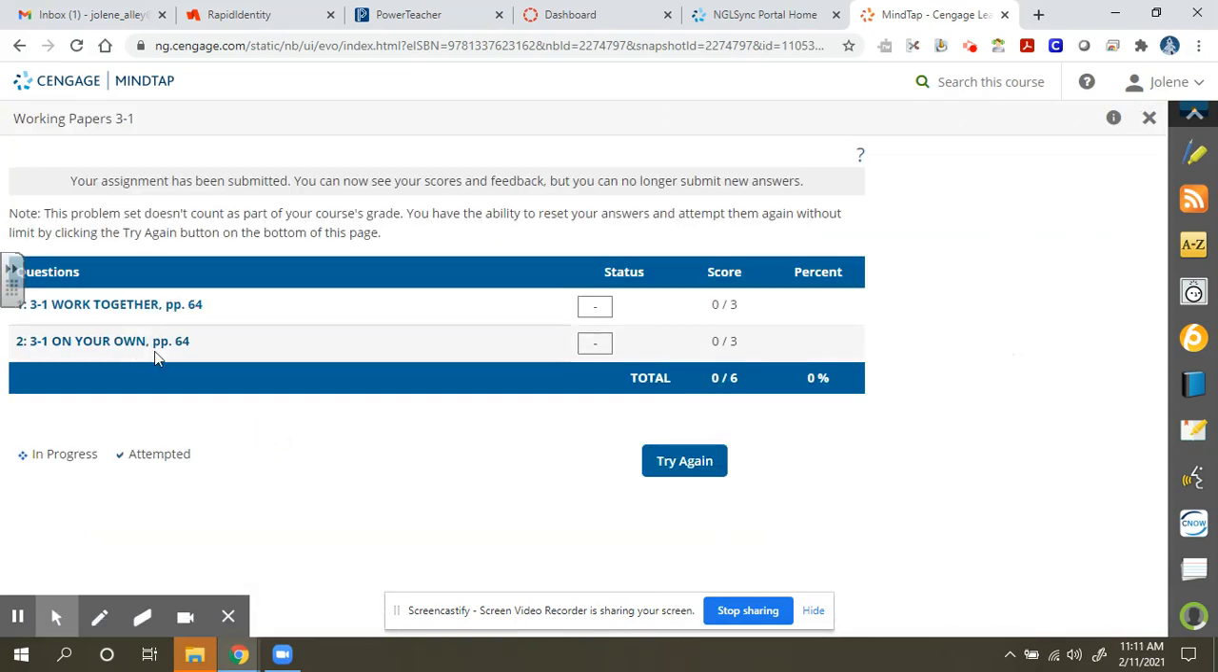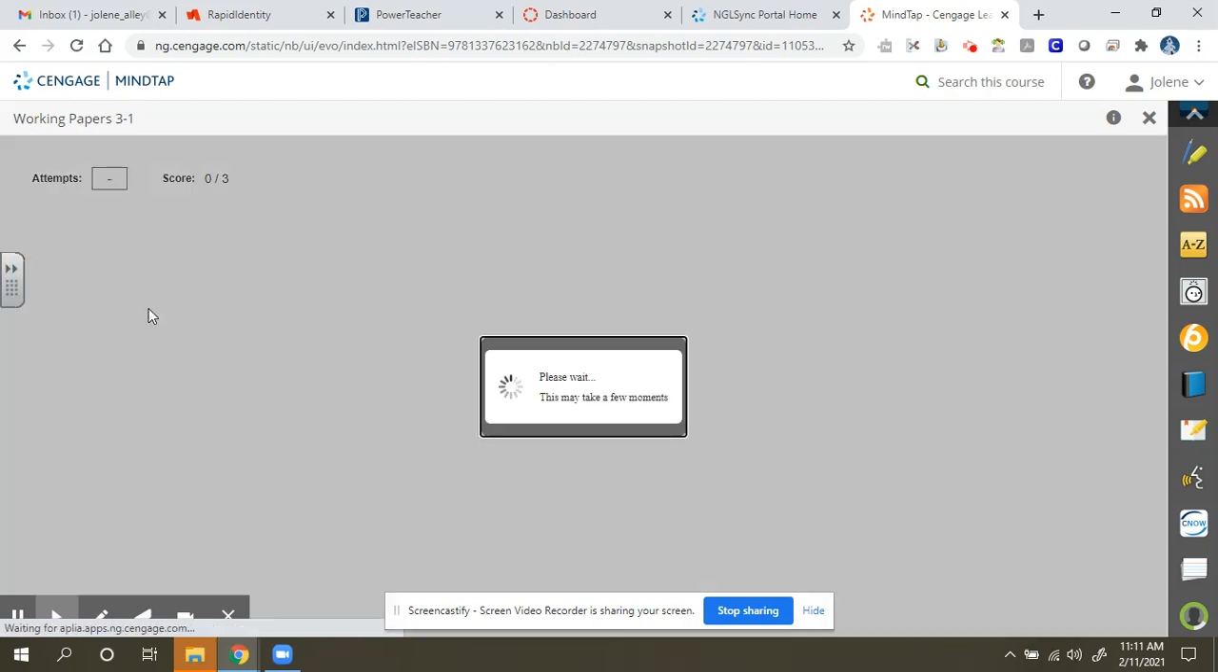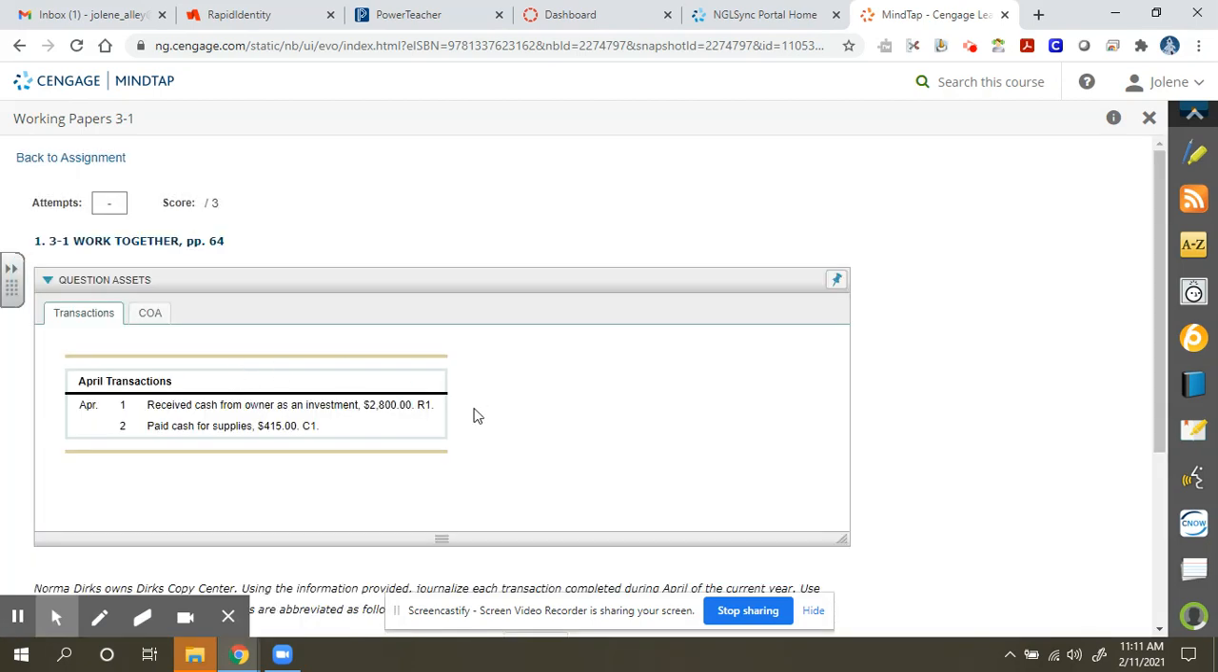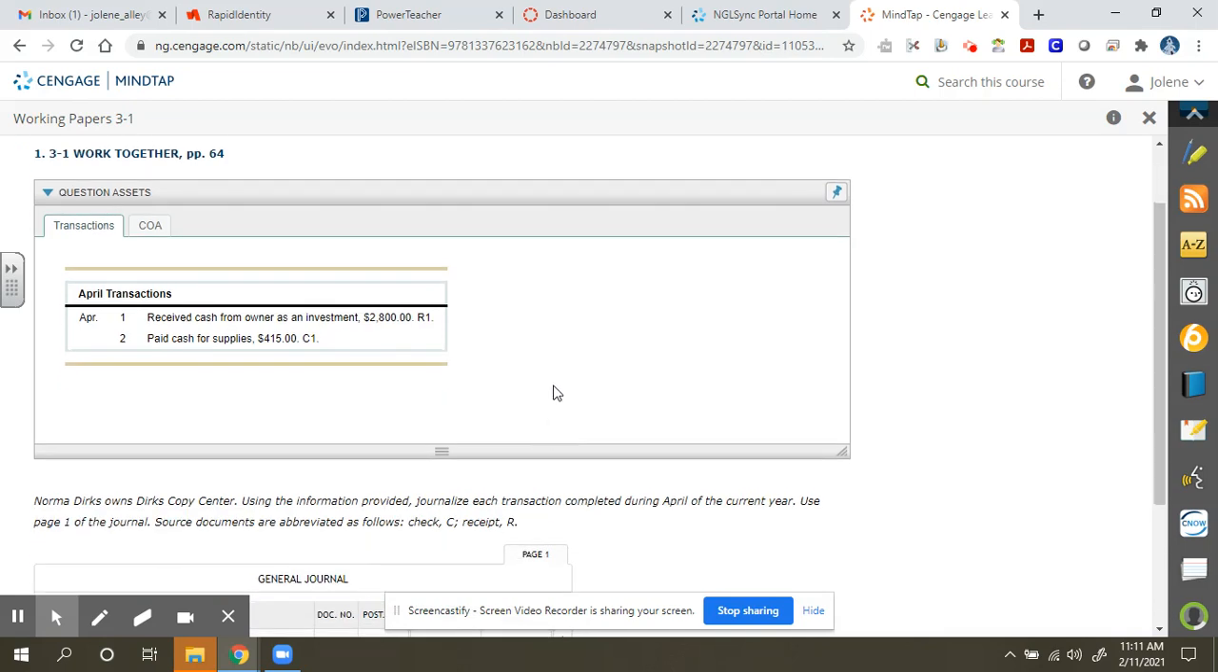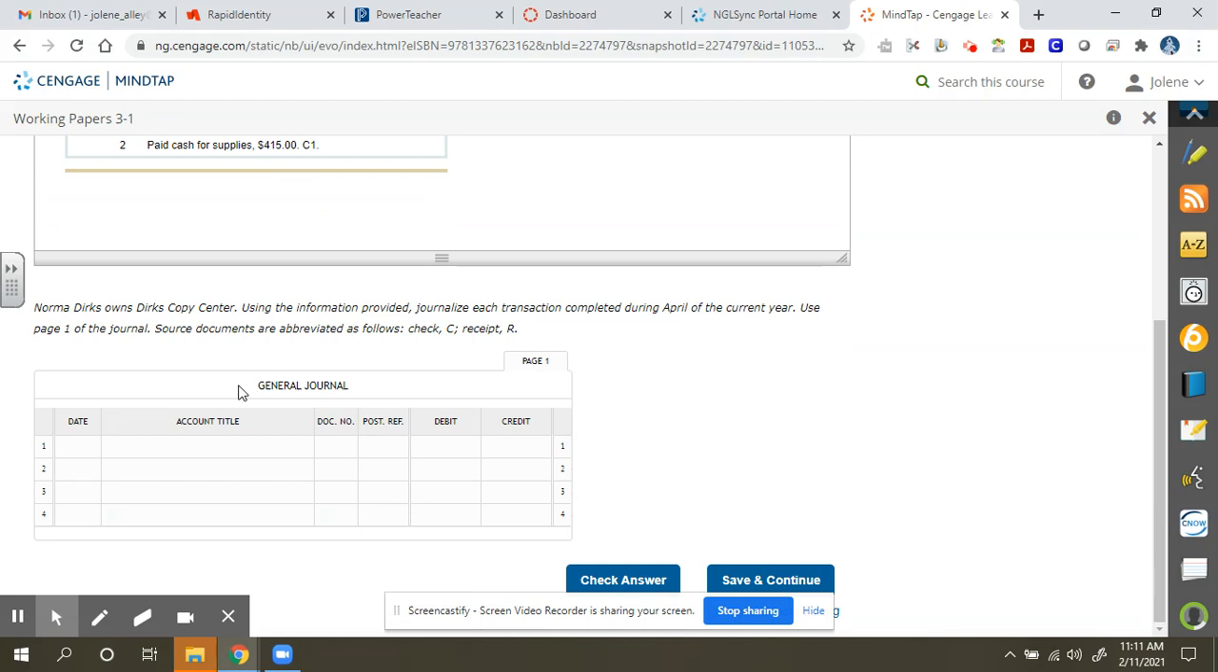Working papers opens up and it gives us work together and on your own. Both of these are on page 64 of your textbook. This section of your book shows you exactly how to do these transactions. First of all, we only have 2 transactions that we're going to put into the general journal. Norma Dirks owns Dirks Copy Center. Using the information provided, we're going to journalize each transaction, which means putting it in the journal. This is from April of the current year.